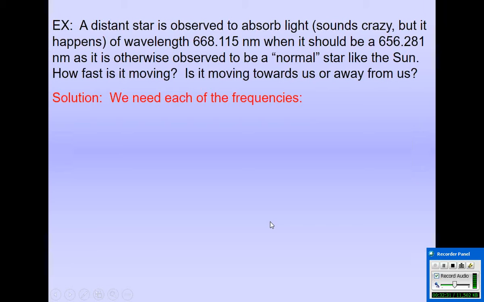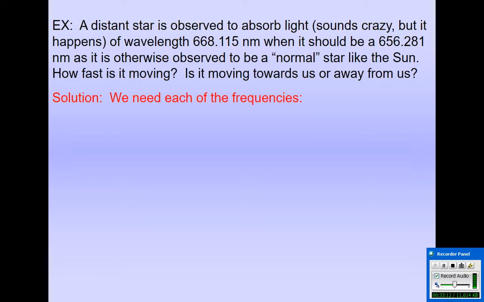Take a look at this question. The distant star shows an absorption line at a wavelength of 668.115 nanometers, but we recognize it as the hydrogen absorption line at 656.281 nanometers. We know that hydrogen on Earth, hydrogen on the Sun, 656.281 nanometers is the wavelength of that little gap. Based on this information, how fast is this distant star moving, and is it moving towards us or is it moving away from us?